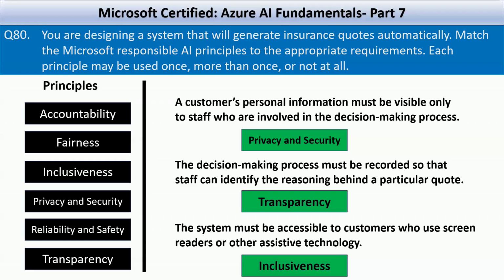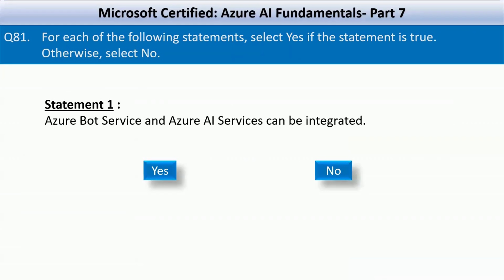Now, folks, you can expect few questions around Microsoft Responsible AI principles in the exam, so ensure to understand them all in detail. Question number 81. For each of the following statements, select yes if the statement is true, otherwise select no. And friends, the first statement is Azure Bot Service and Azure AI services can be integrated. This is a correct statement.